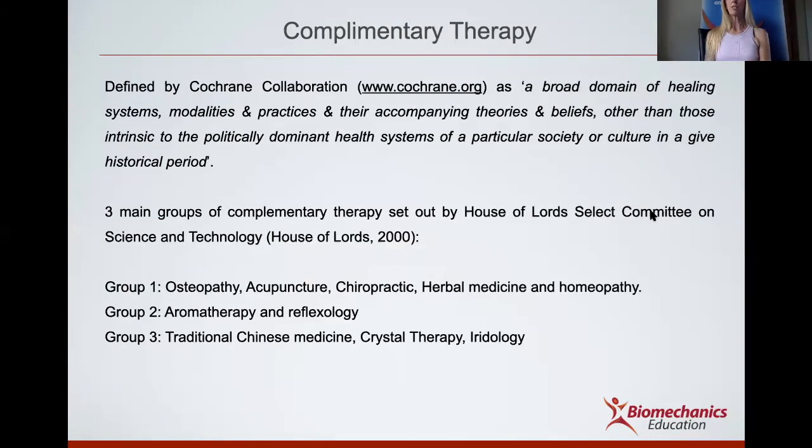So here we're looking at complementary therapy, and this was set out by the House of Lords Select Committee in 2000. It was defined by Cochrane Collaboration. You can have a look at the website. It's a broad domain of the health systems, modalities, and practices, and there are accompanying theories and beliefs other than those intrinsic to the politically dominant health systems of a particular society or culture in a given historical period. And there's a listing of 3 main groups. So group 1: osteopathy, acupuncture, chiropractic, herbal medicine, homeopathy, and so on. And some of these, iridology, I believe, is to do with the colouring of the iris, may be quite shocking or a bit controversial in terms of being listed here.